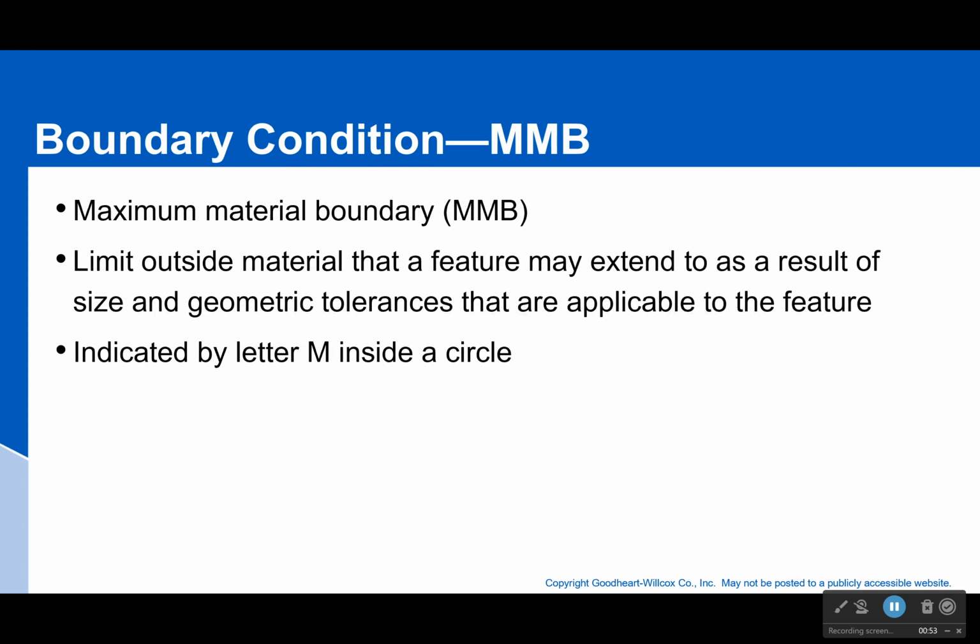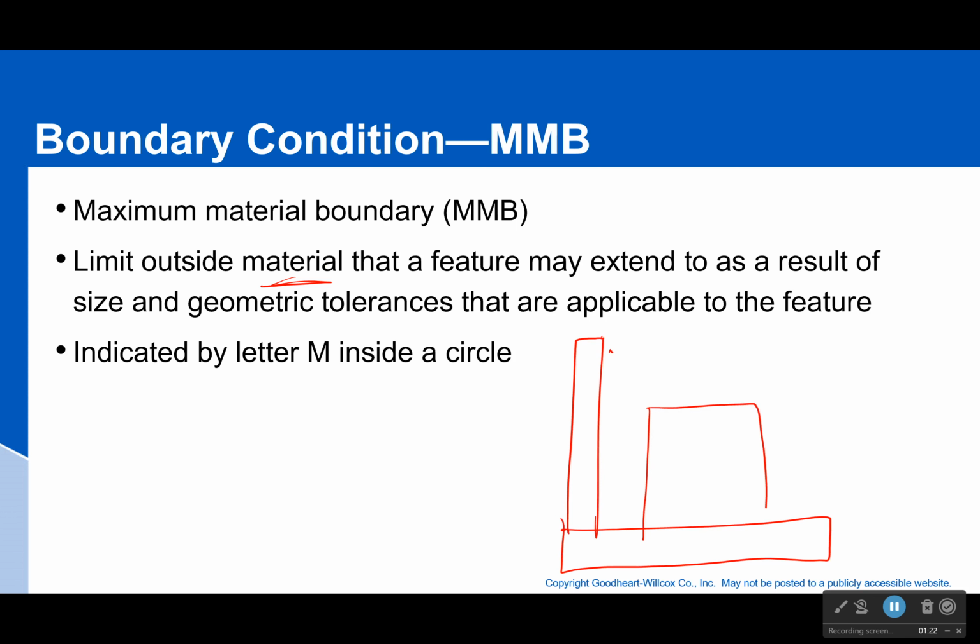But we also have other material boundaries. There's the maximum material boundary. So what this says is, okay, there is a limit outside the material that a feature may extend to. And what does that mean? Well, perhaps I have a block right here and I have the floor right here. It's always easier to see these kinds of things through an example. I would normally sit my thing I'm testing on top of this, and I would move it to this side.